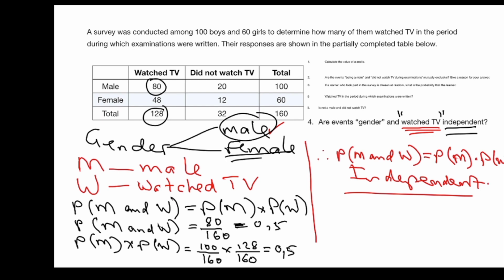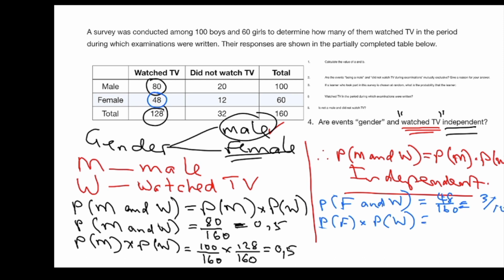So if you choose female, for instance, let me see if I can squeeze it here. If you choose female, then we are looking for the probability that somebody is female and they watched TV, and we're comparing that to the probability that somebody is female multiplied by the probability that somebody watched TV. Now, if you look at the table, how many females are there that watched TV? There is 48. So this gives us 48 over 160. Now 48 over 160 will give you 3 over 10, or 30%.